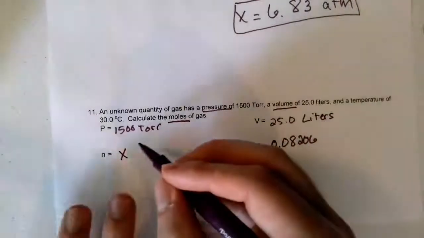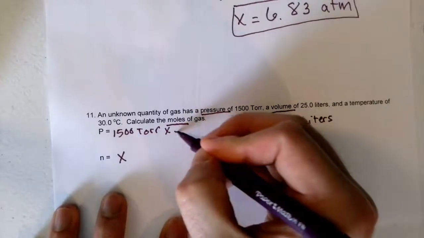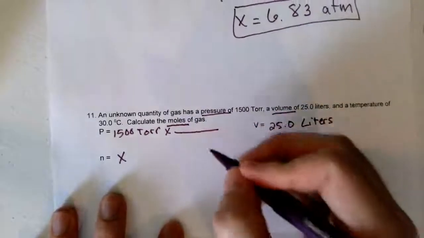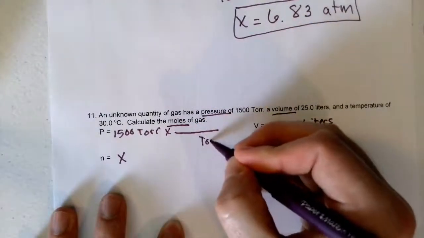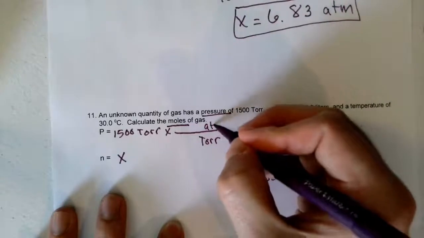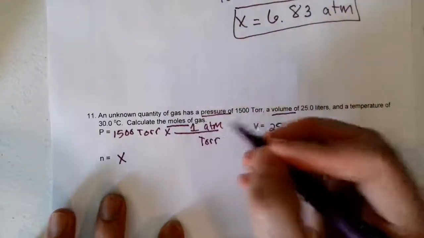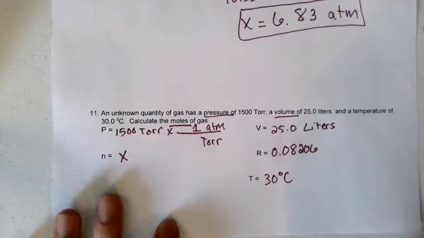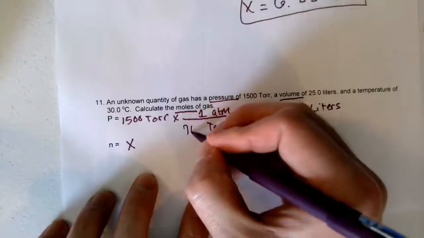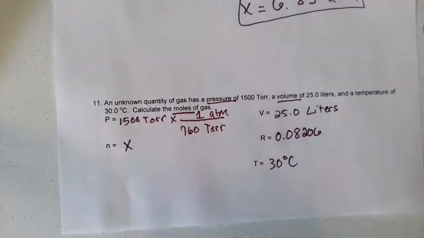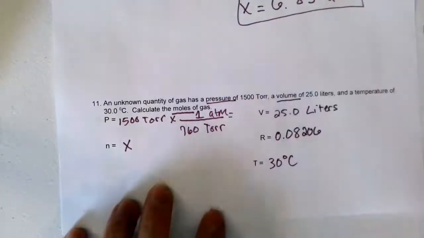Alright, so let's go back to this pressure here. It's 1500 torr. Let's draw an X and then a fraction bar. We're going to convert this into atm. So the torr goes on the bottom, and then atm is going to go right here. There's 1 atmosphere. How many torr are in 1 atmosphere? You may be thinking, oh good golly gosh, I have no idea. That's fine, I got you. 760. So you are going to do 1500 times 1 divided by 760.